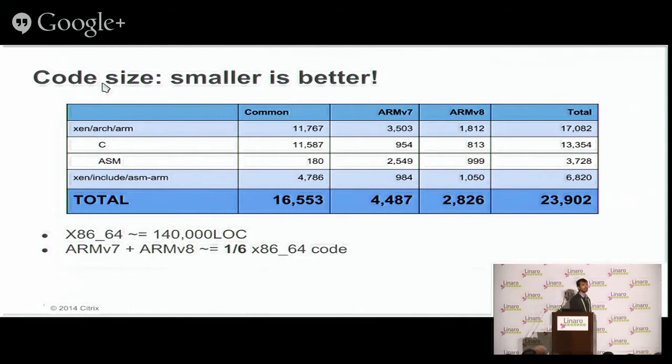ARM v7 32-bit and ARM v8 64-bit support in the Xen hypervisor together amount to 1/6 of the code of x86 64-bit supporting Xen. 1/6, still providing a similar level of features. Obviously, a smaller code base is far better because there are fewer bugs, and it's easier to make secure, certify, and so on.